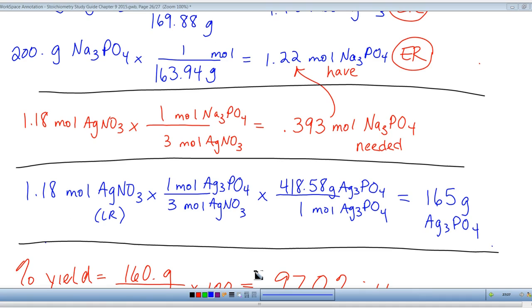And again, you could have done this subtraction in moles, because essentially, here's the moles that I have. Here's the moles that I need. If you subtract those, it tells you the moles left over, the moles excess, which then you can just go moles to grams. You get the same answer either way.